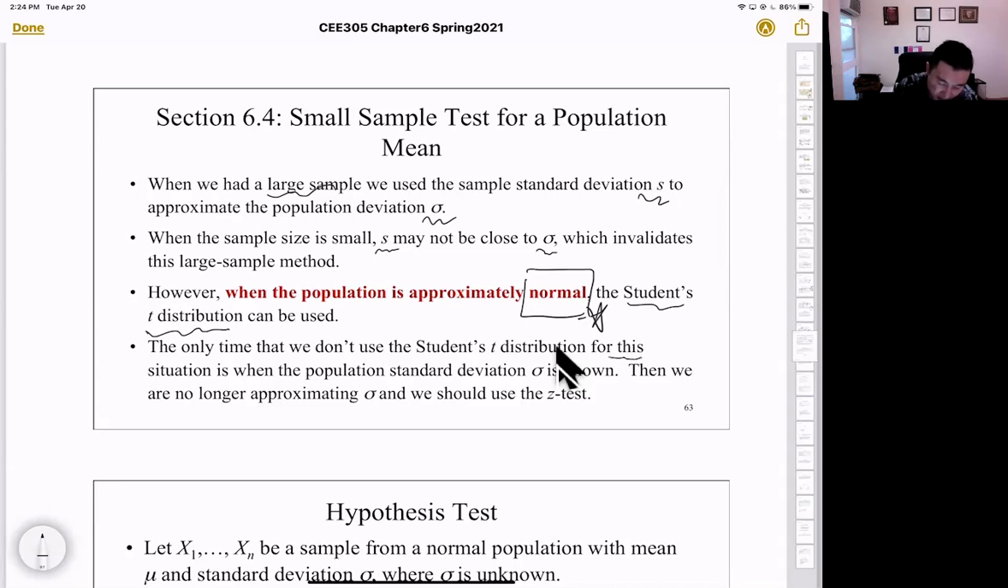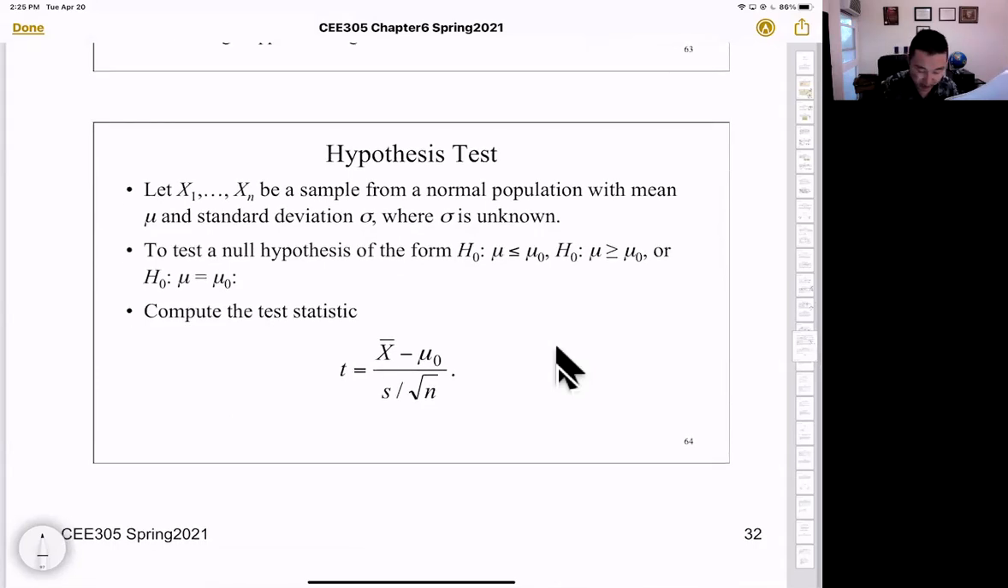Okay, right. And the last item here says the only time that we do not use student's T distribution when the sample size is small is when the population standard deviation sigma is known. So if sigma is known, then we do not need to bother with student's T distribution. We just go ahead and use normal distribution. We use the z-score instead. So under the special condition that sigma is known, even though the sample size may be small, we still use the Z table. Otherwise, when the sample size is small, we use the T score. And the equation for that is here.